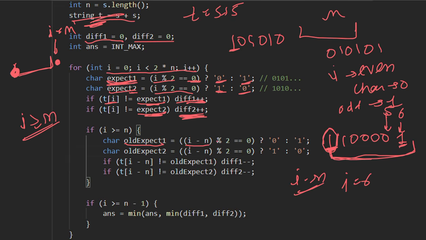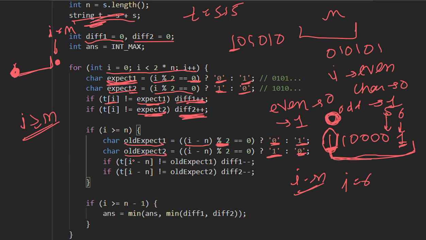So we check what is the old expected character. If i minus n is even, that is 0, yes, it is even, then the expected character is 0, else the expected character is 1 in pattern 1. And similarly we find it in pattern 2 also. If i minus n is even, then the expected character is 1, else the expected character is 0. So our index is 0, that is it is even. So in pattern 1 the expected character is 0, and in pattern 2 the expected character is 1.